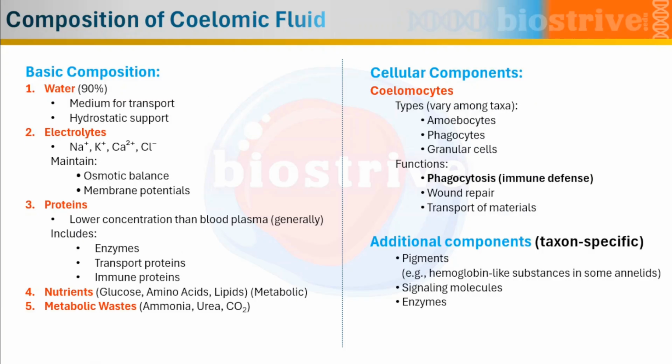Now let's talk about the composition of this coelomic fluid. We have three kinds of composition: the basic composition, then we will talk about the cellular components, what kinds of cells are there, and last we will talk about miscellaneous components, which are taxon specific and vary greatly. Let's talk about the basic or fundamental composition of coelomic fluid.